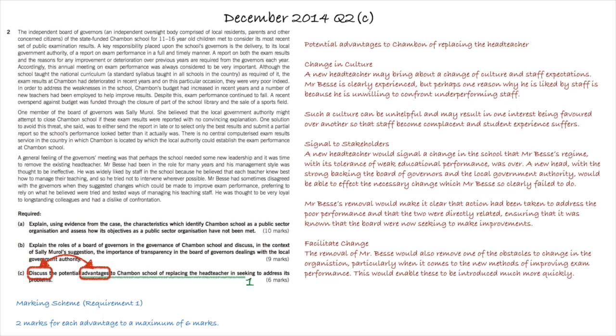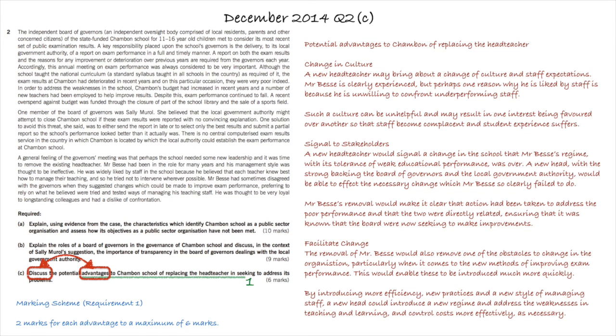Lastly, we could say that it will facilitate change. The removal of Mr. Bess will remove one of the obstacles to change in the organisation, particularly when it comes to the new methods of improving exam performance, and that would enable those to be introduced more quickly. By introducing more efficiency, new practices and a new style of managing staff, a new head could introduce a new regime and address the weaknesses in teaching and learning and cost controls so that it's more efficient as necessary.